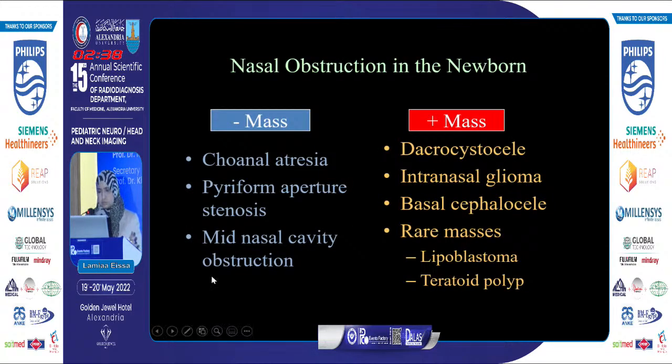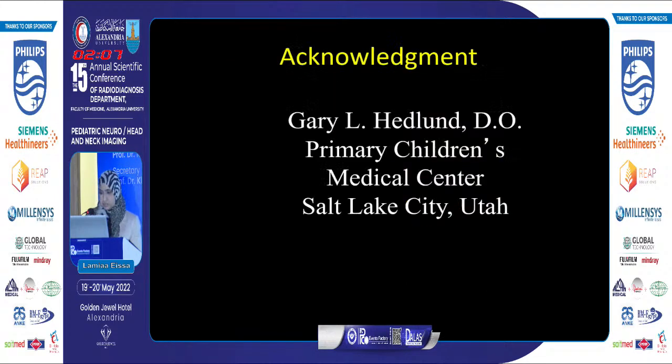So to summarize, this obstruction of the newborn, and the classification without mass, we have choanal atresia, pyriform aperture stenosis, and middle nasal cavity obstruction, and these are the most common causes, and we have to select CT as the best imaging modality. If associated with a mass, it can be dacryocystocele, intranasal glioma, basal cephalocele, and these are usually presenting with hypertelorism, and the better choice of imaging for these patients is MRI.